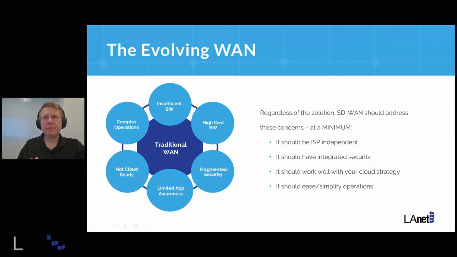Or if I had two circuits, one would be active, one would be passive, and so forth. These days, that doesn't really tend to pass muster anymore. We're really looking at how can I simplify my operations and how can I react to things more quickly, or even possibly predict them.